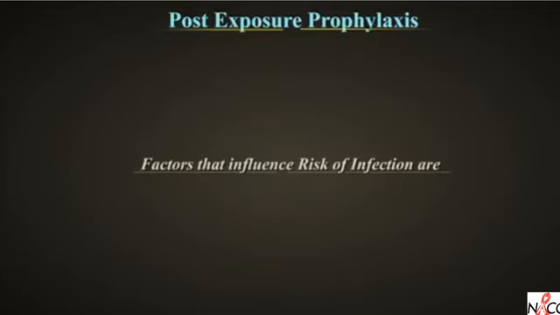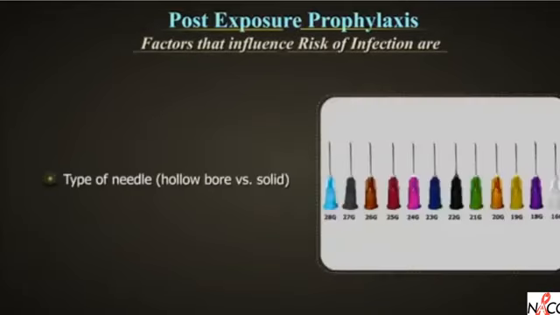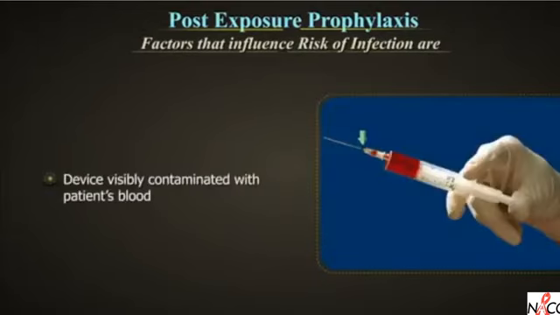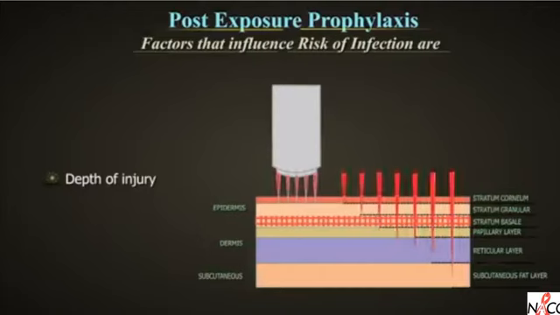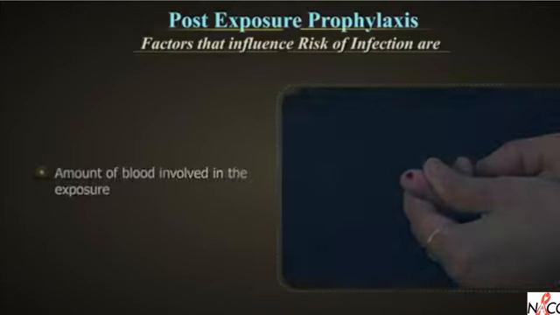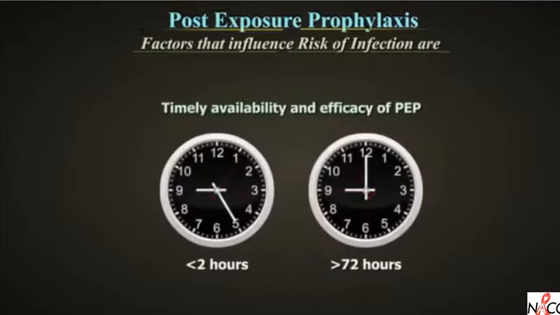Factors that influence risk of infection are type of needle, hollow bore versus solid, device visibly contaminated with patient's blood, depth of injury, the amount of blood involved in the exposure, the amount of virus or viral load in the exposed body or body fluid at the time of exposure, timely availability and efficacy of PEP.